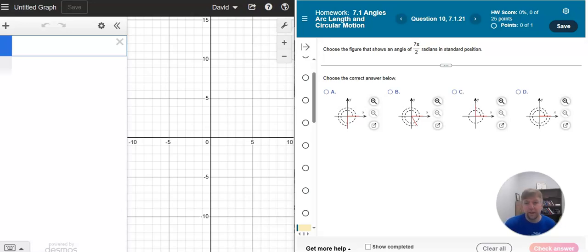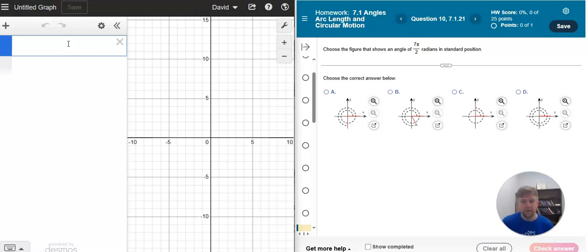Hey, Trig Class, I want to show you how Desmos can help with a problem like this where you are plotting an angle based on the radian measure that's given. Now, this is a little thing that I do. You don't have to do this ideally.